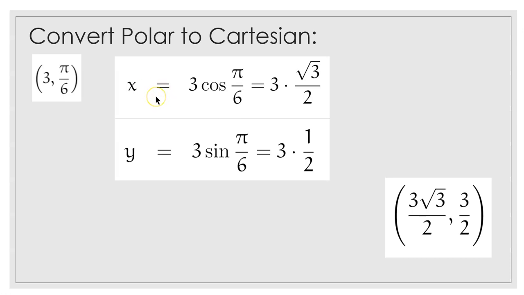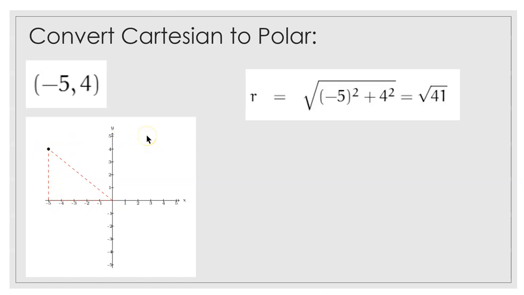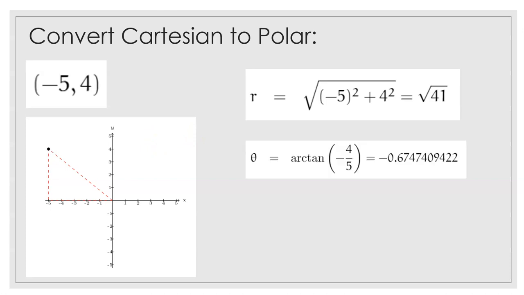Now let's go the other direction. This gets a little trickier. So I'm going to go ahead and plot the point, make sure we know where this is. This is (negative 5, 4), so we're over here in the second quadrant. So my radius is the square root of x squared plus y squared, square root of 41. Easy peasy. My theta is arctan of negative 4/5, which is negative 0.6747, and so on.